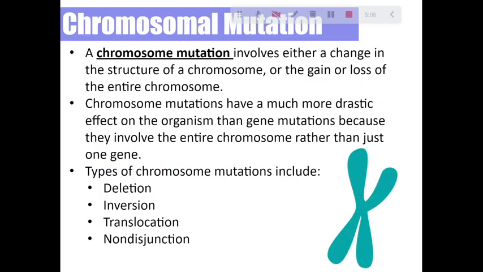Chromosomal mutations involve either a change in the structure of a chromosome or the gain or loss of an entire chromosome. Chromosome mutations have a much more drastic effect on the organism than gene mutations because they involve the entire chromosome rather than just one gene. Types of chromosome mutations include deletion, inversion, translocation, and nondisjunction.